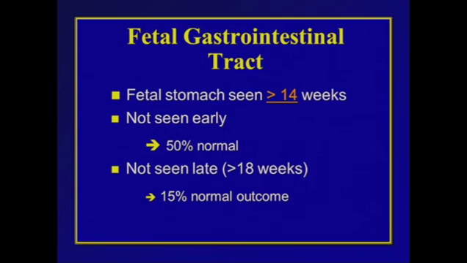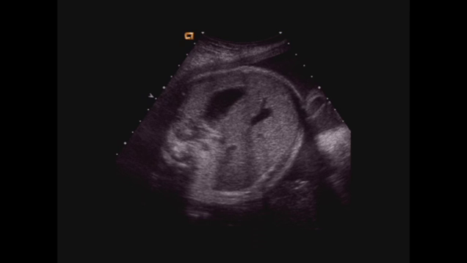When we talk about the GI tract in the fetus, we're going to start at the top and work our way down to the bottom. So starting with the fetal stomach, that should be seen in all fetuses after 14 weeks. If the stomach is not seen early on in pregnancy, 50% of the time that fetus will turn out to be okay. But once you get to 18 weeks, if the stomach's not seen, only 15% of the time will there be a normal outcome.